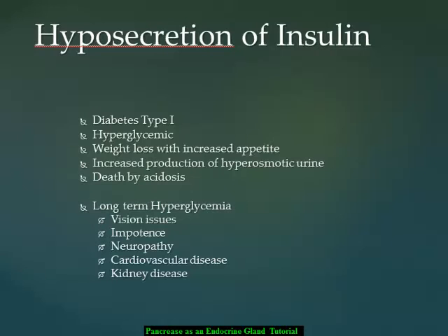So another way to look at this is that these cells are essentially wasting away. They're starving because they can't get the glucose that they need to fuel their metabolic processes. We're also going to see an increased production of hyperosmotic urine.